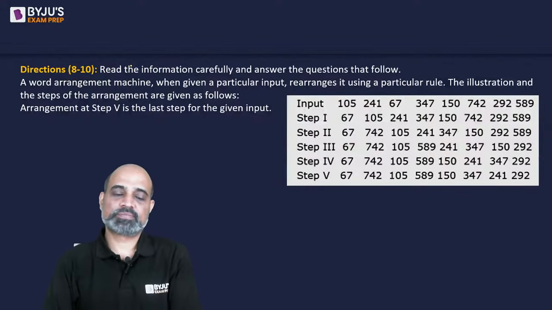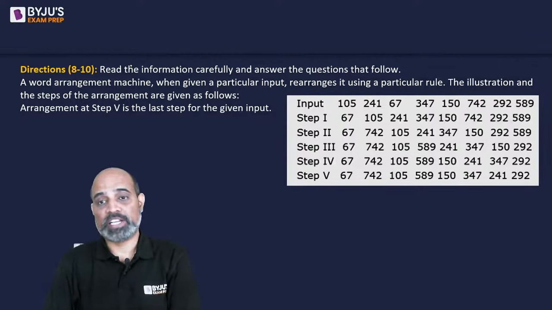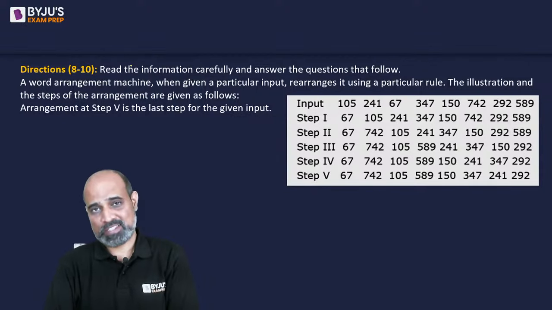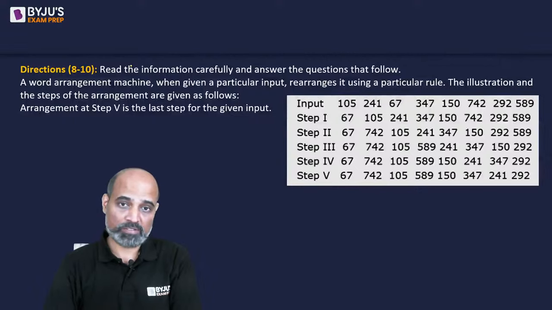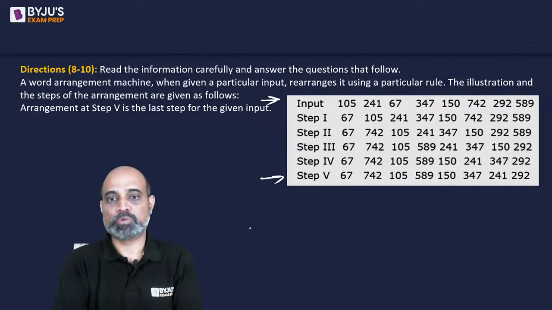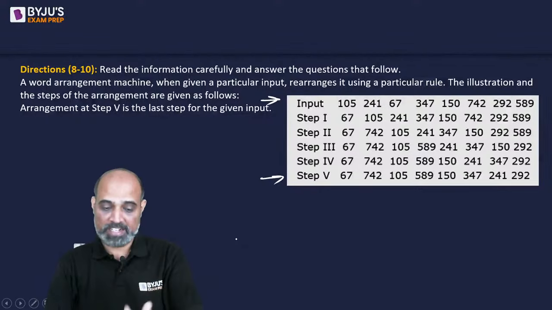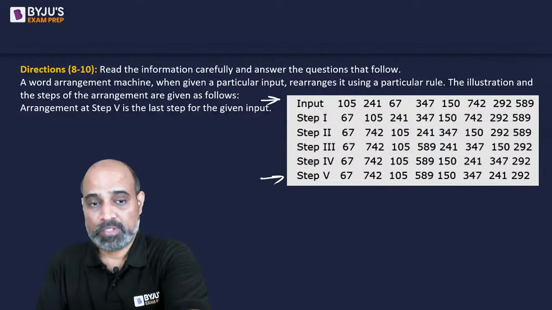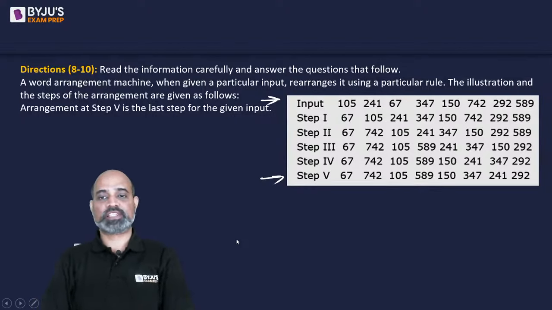Okay, the next one. A word arrangement machine, when given a particular input, rearranges it using a particular rule. The illustration of the steps of the arrangement is given as such. Step 5 is the last step or the output here. So I'm leaving it up to you guys. Can you tell me what is happening, only looking at the input and the output? What is happening? Are they being arranged in ascending order, descending order, prime, composite, perfect square, or random? Let's see how many of you can figure it out.